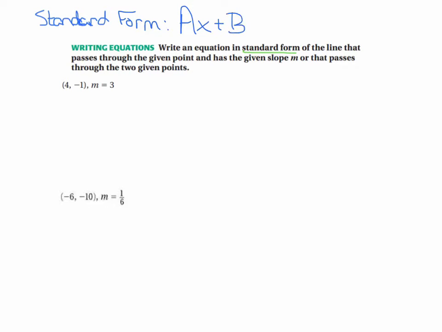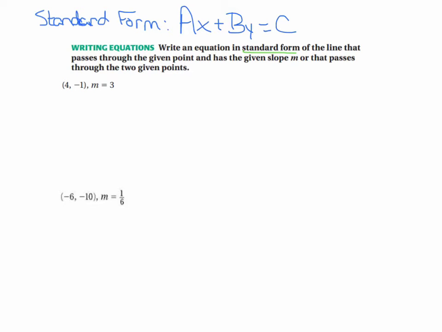AX plus BY equals C. Okay, notice Y is not isolated. Notice that X and Y are on the same side of the equal sign. Okay, Y is not isolated. Y is not by itself.